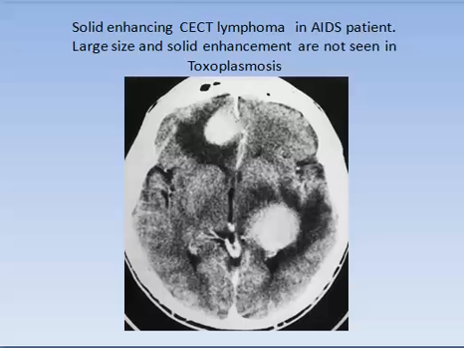In lymphoma, we have lesions bilaterally on both sides in a patient with AIDS, with large size and solid enhancement, and these are not seen in toxoplasmosis. So the difference between lymphoma in AIDS and toxoplasmosis in AIDS is the size of the lesion. Toxoplasmosis is usually of small size.